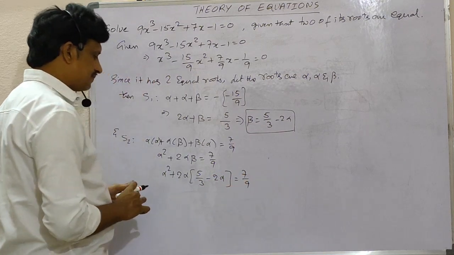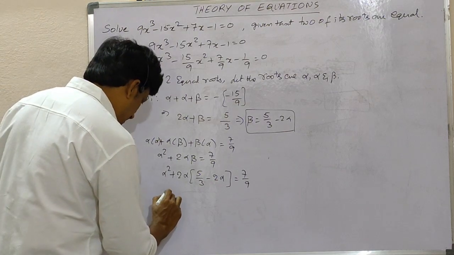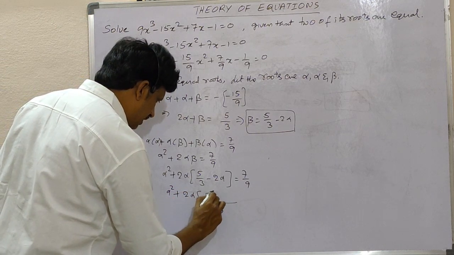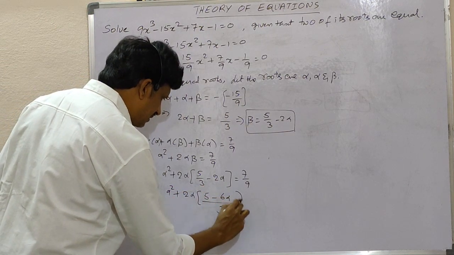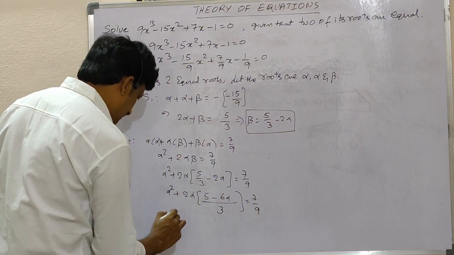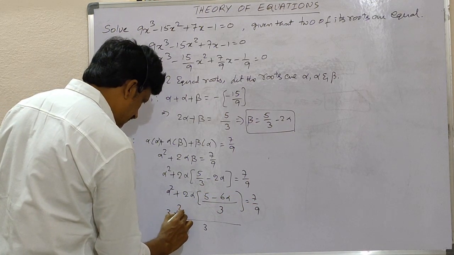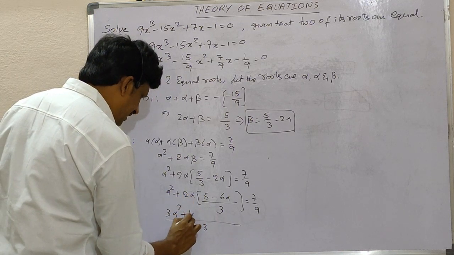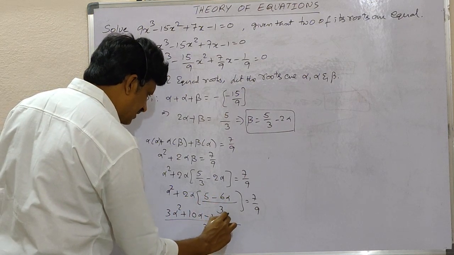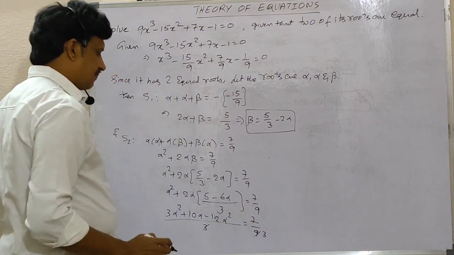Now here take the LCM, that is 3. Then this will be alpha square plus 2 alpha into, with LCM 3, 5 minus 3 into 2, 6 alpha, all over 3, equal to 7 by 9. Now take the whole LCM 3. Then 3 alpha square plus 2 into 5, 10 alpha minus 2 into 6, 12 alpha square, is equal to 7 by 9.